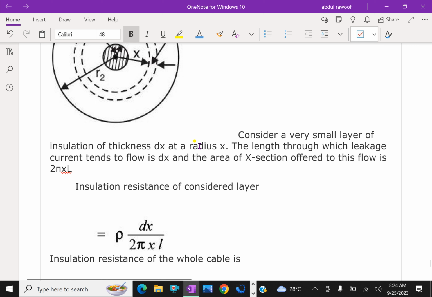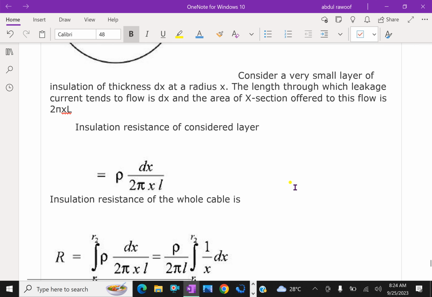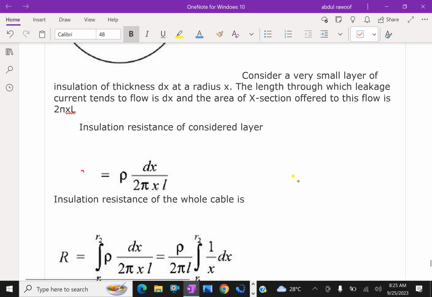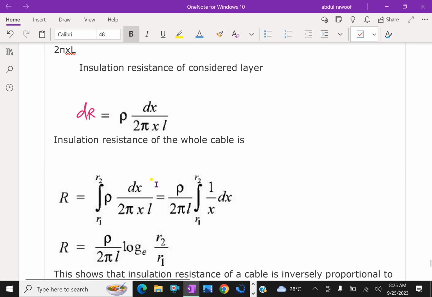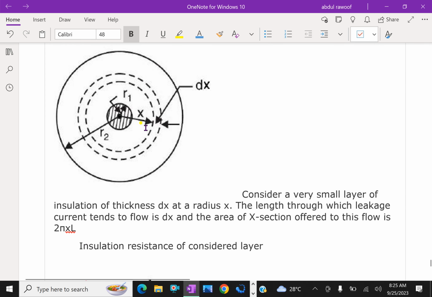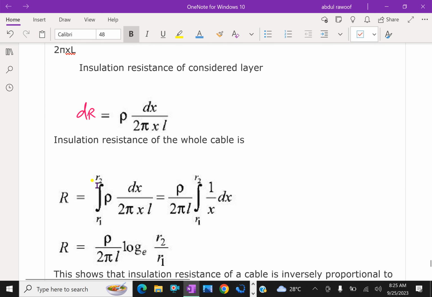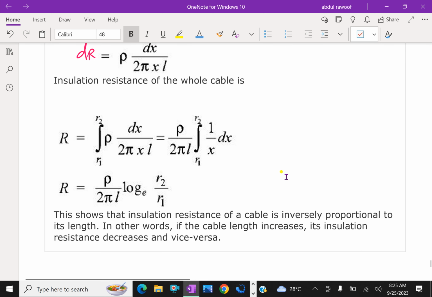Insulation resistance of the considered layer of thickness dx is equal to rho into dx by 2 pi xl, that is rho into length by area. Insulation resistance of the whole cable is found by integrating this from R1 to R2. Then R equals the integral from R1 to R2 of rho into dx by 2 pi xl.